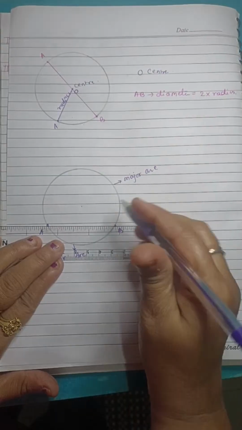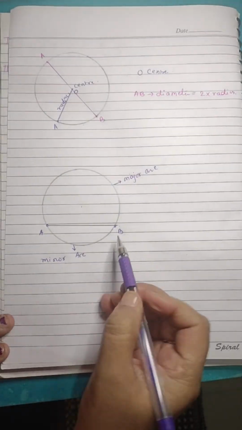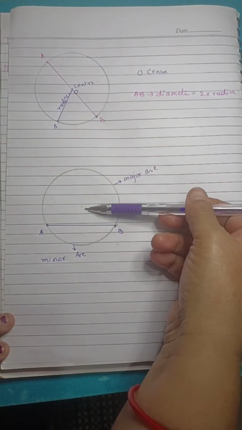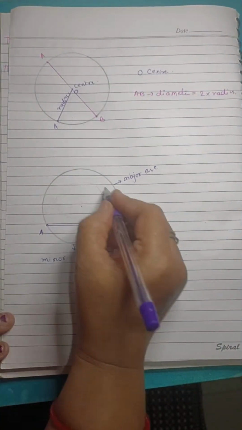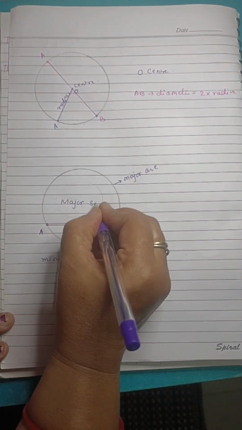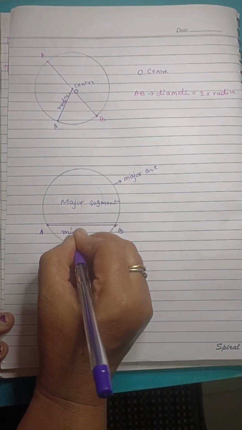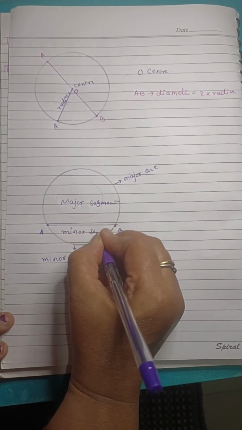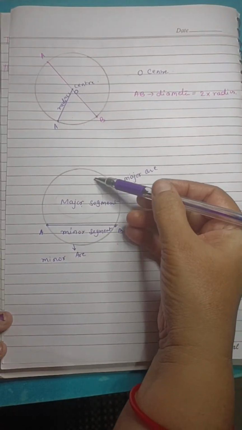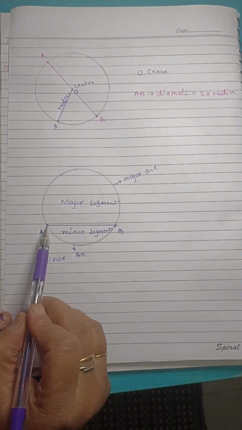Now suppose you join these 2 points by a line segment. This area will be divided into 2 parts. This portion where the major portion of the area is, is known as the major segment. Wherever you do not understand, you can ask. And this portion will be known as the minor segment. I hope this definition is clear. A segment is the area of the circle which is divided by a chord.